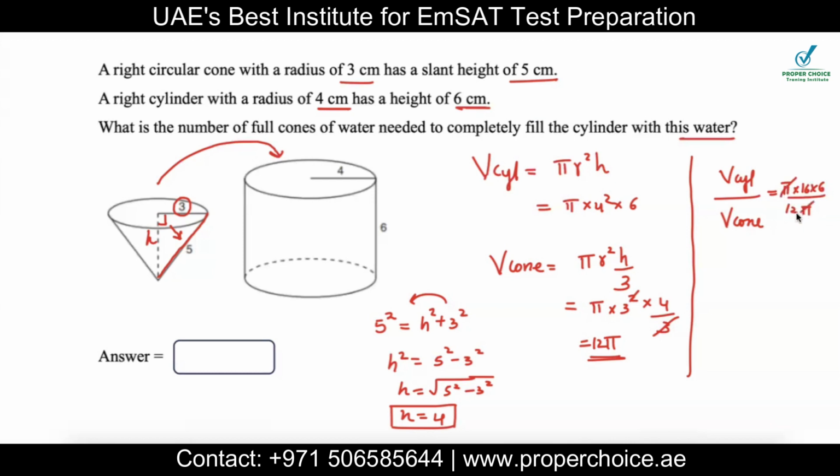Pi and pi get cancelled. 6 times 1, 6 times 2 is 12. 16 divided by 2 is going to be 8. So 8 cones of water should be added into the cylinder to fill it. So the answer to this question is 8.